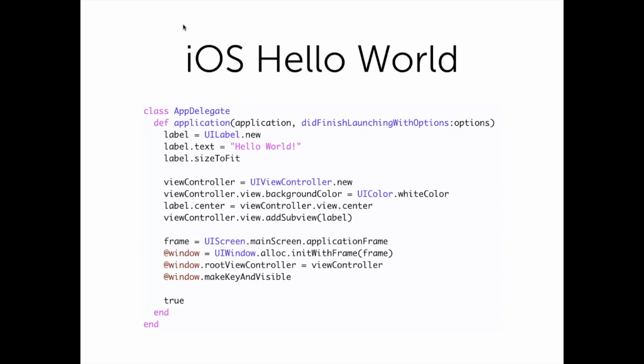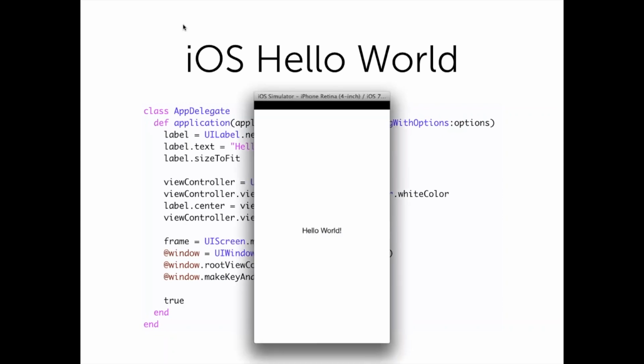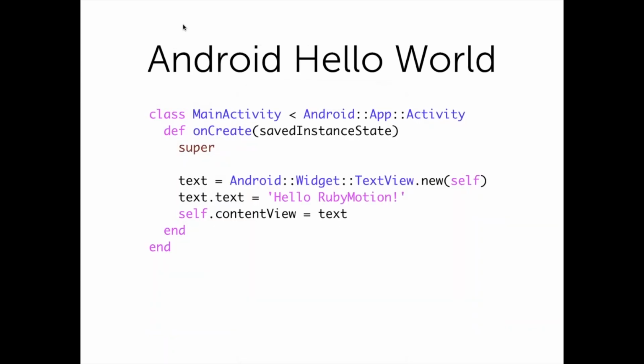So what you see here is a direct translation of how you do hello world in Objective-C or Swift. There is no difference. Of course, the main difference is that you use Ruby instead of Objective-C or Swift, but you can call the entire set of Objective-C APIs, iOS APIs from Ruby. So that's how you do hello world. And of course, when you run the application, you get hello world on your simulator.